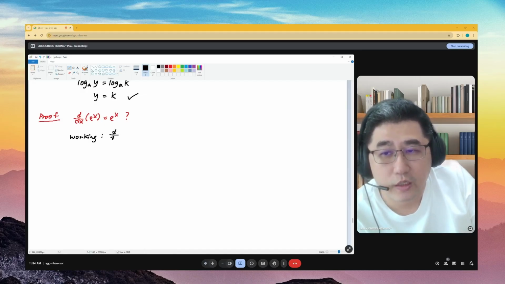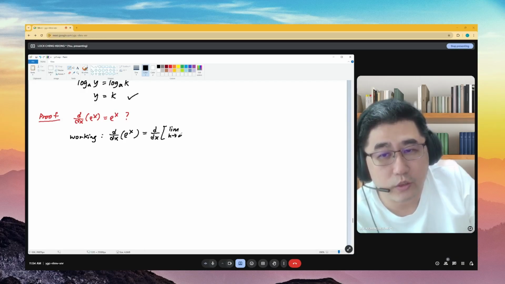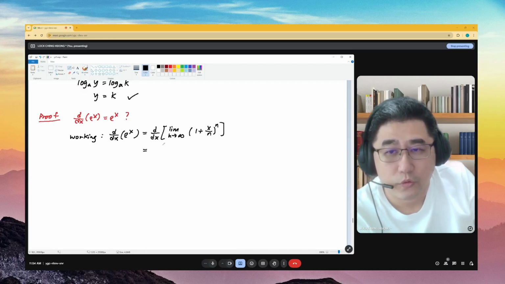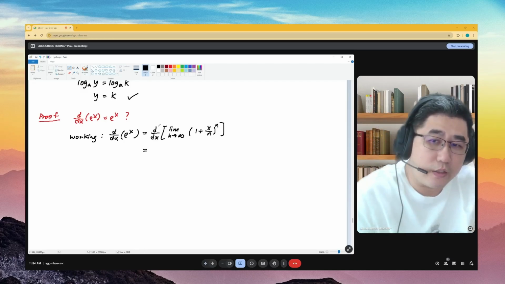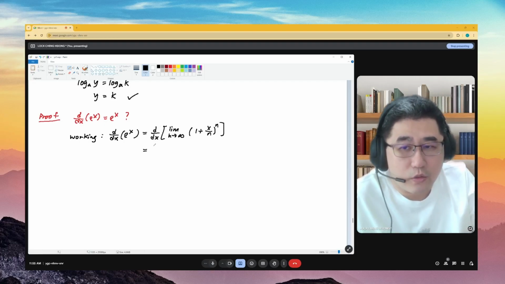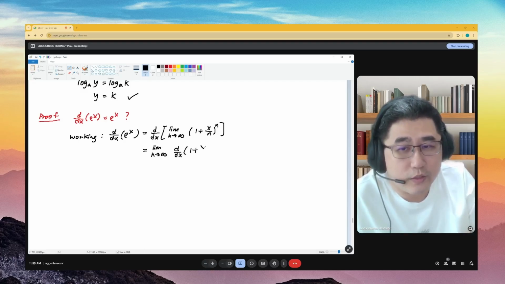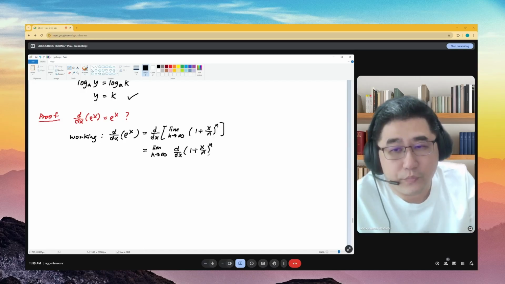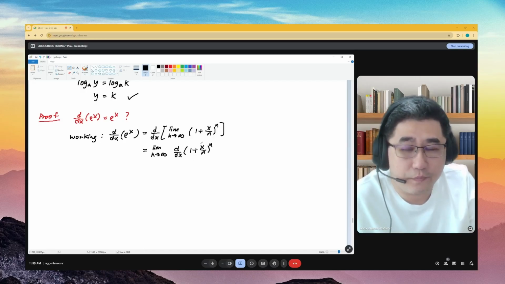So d/dx of e^x, according to the definition of e^x, we have the limit as n goes to infinity of (1 + x/n)^n. For information, the limit operation and d/dx can switch places. So I can write it in the form of limit n to infinity here and d/dx here with (1 + x/n)^n. So now I can actually differentiate this thing.